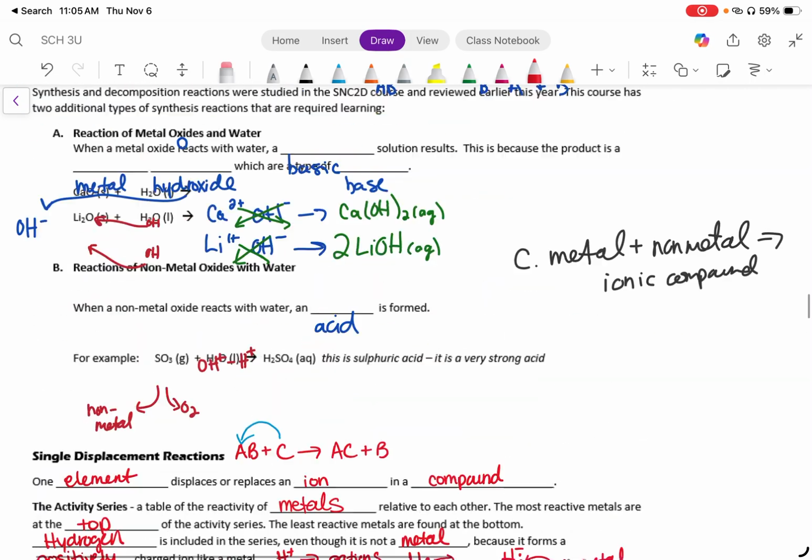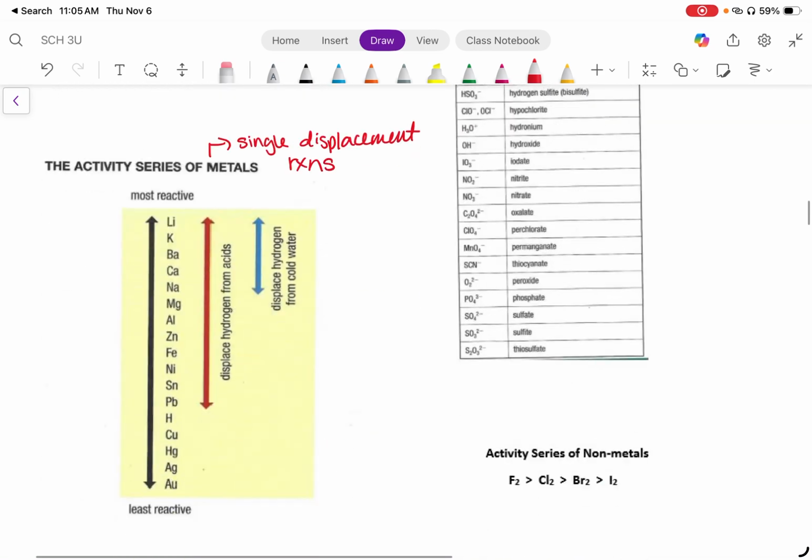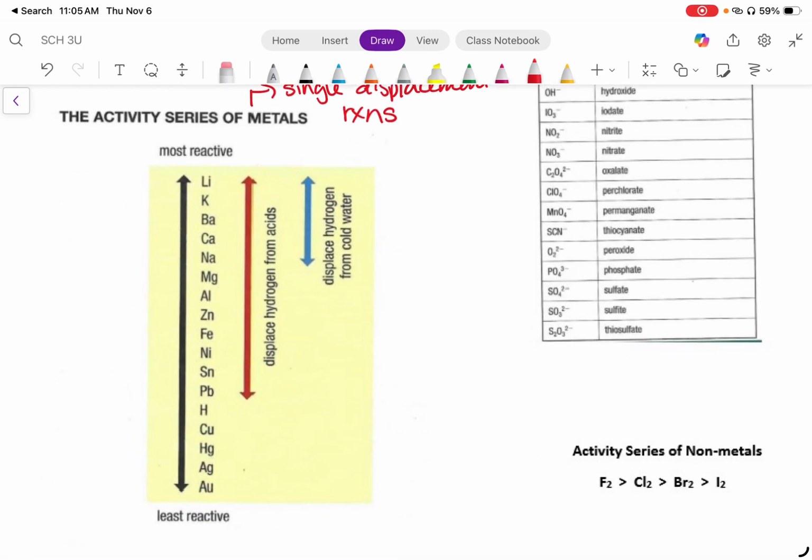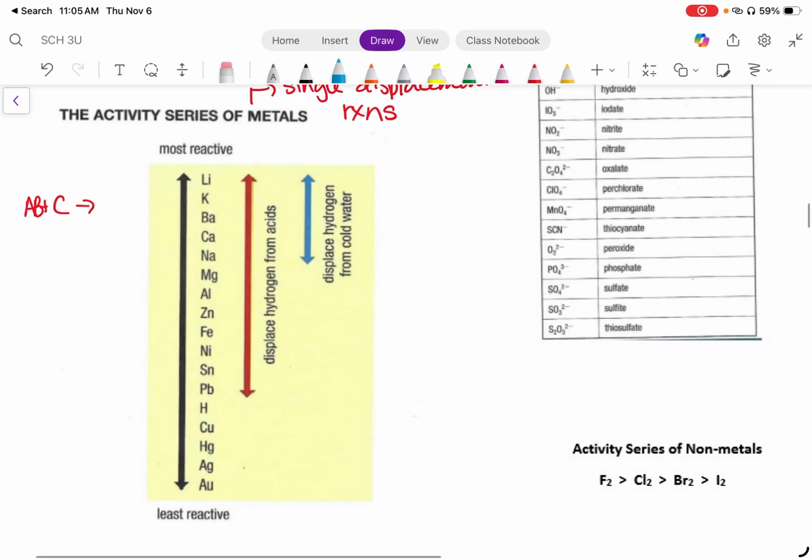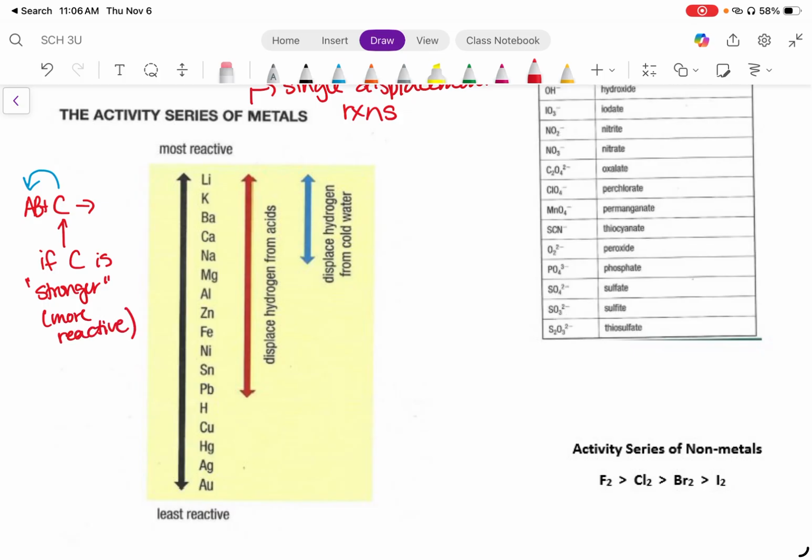I'm just going to talk about that for a second while looking at my activity series. In a single displacement reaction, remember you have AB plus C, right? And I know that this C is going to come in. Now we're going to have to determine whether or not the reaction will occur. The reaction will only work if C is stronger, I like to call it, i.e. more reactive, than A.